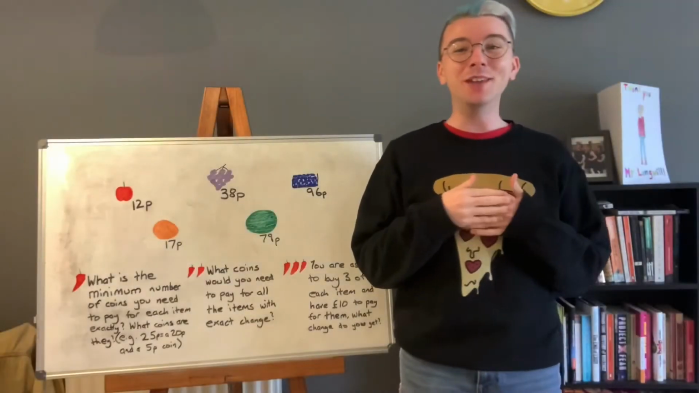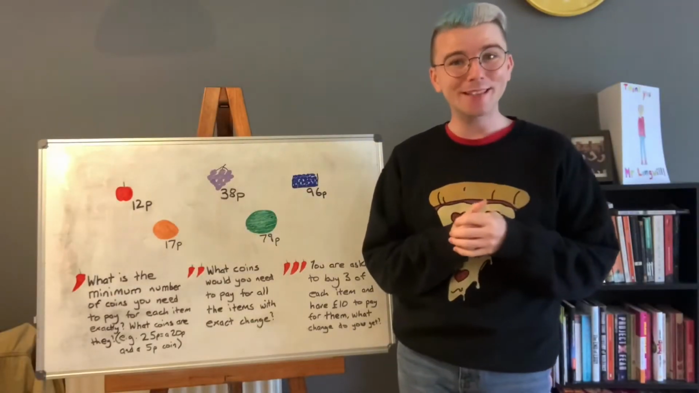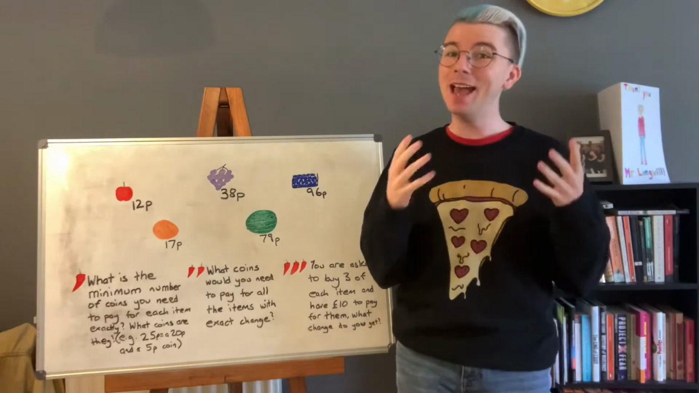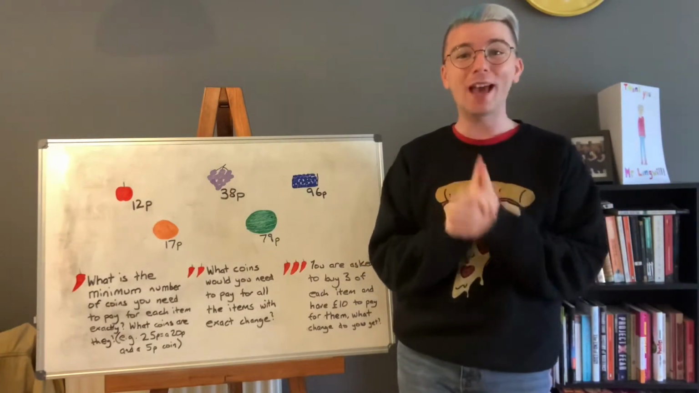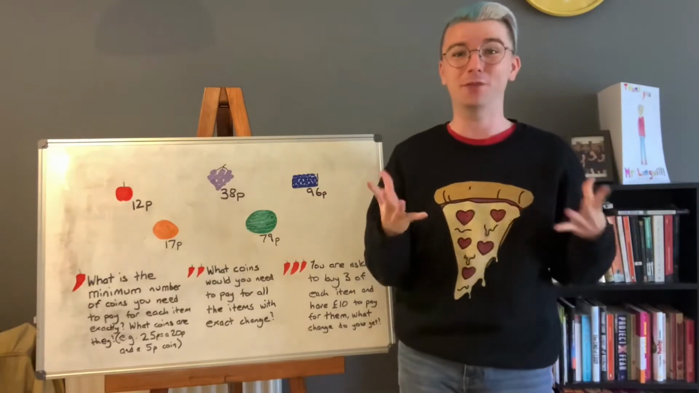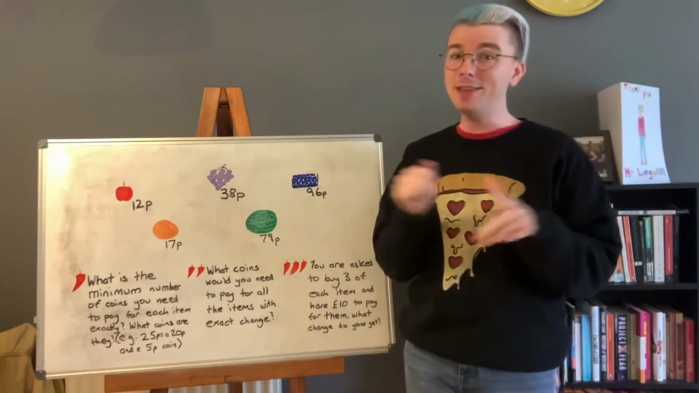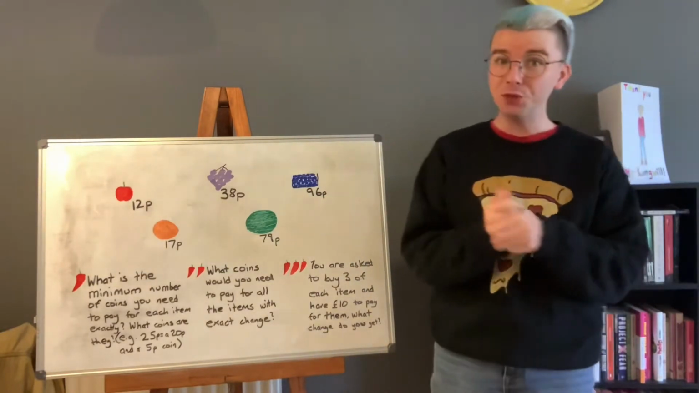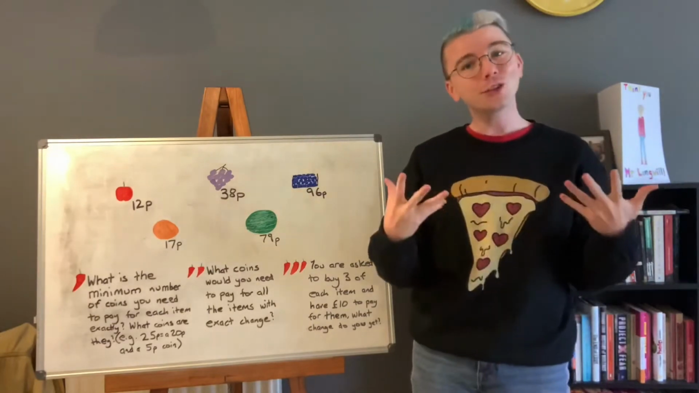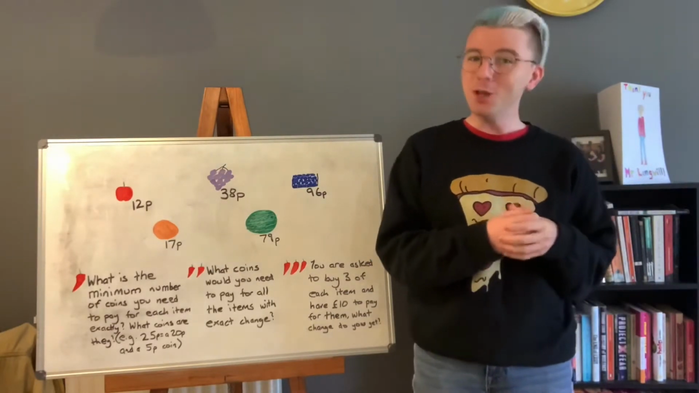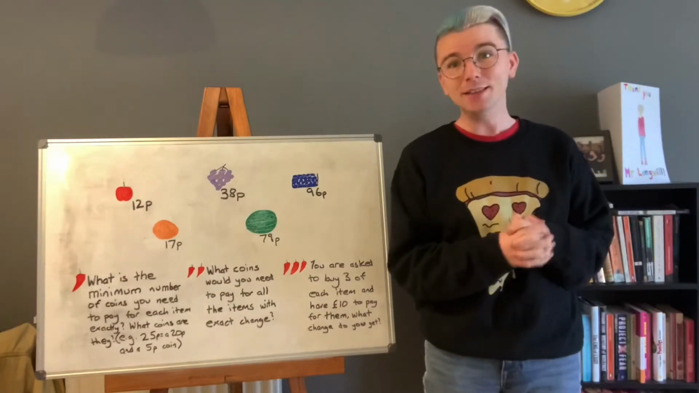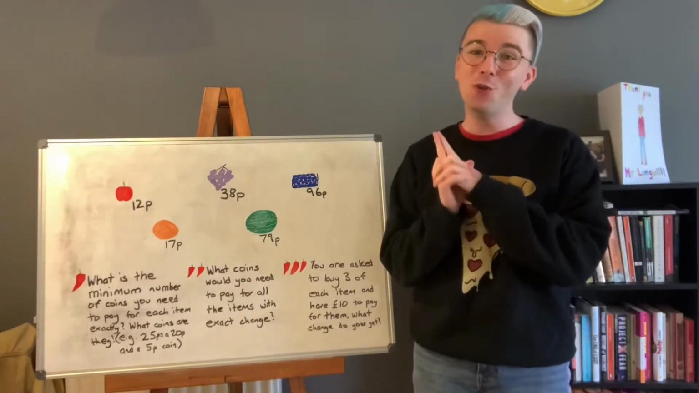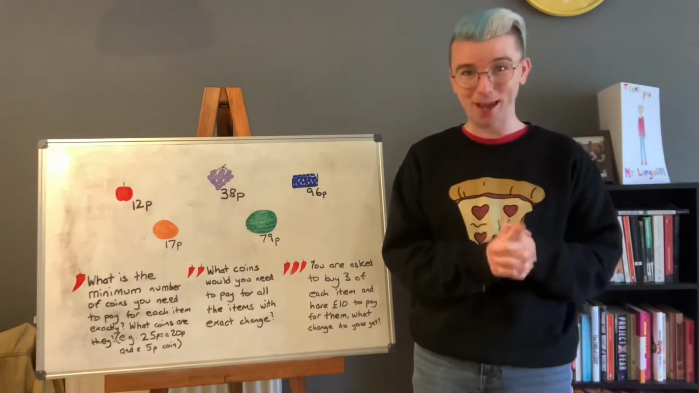Hello everyone and welcome. Today we are presenting the maths problem of the week, and this week we are going to a fruit shop and we are going to look at the coins and notes that we use to pay for items. Now, in this fruit shop we know that apples cost 12 pence, oranges cost 17 pence, a bunch of grapes cost 38 pence, a watermelon costs 79 pence, and a punnet of blueberries costs 96 pence.